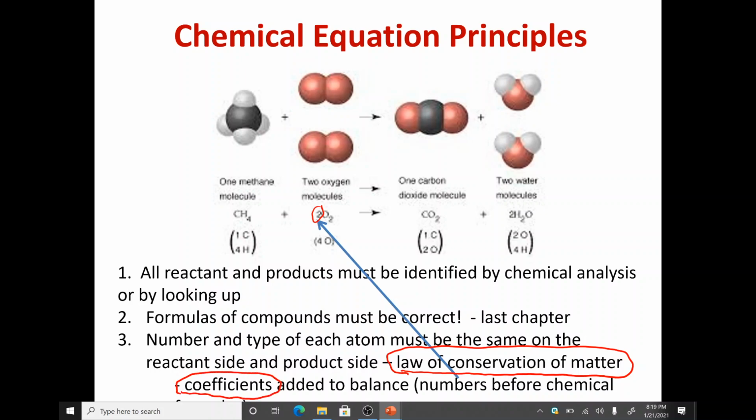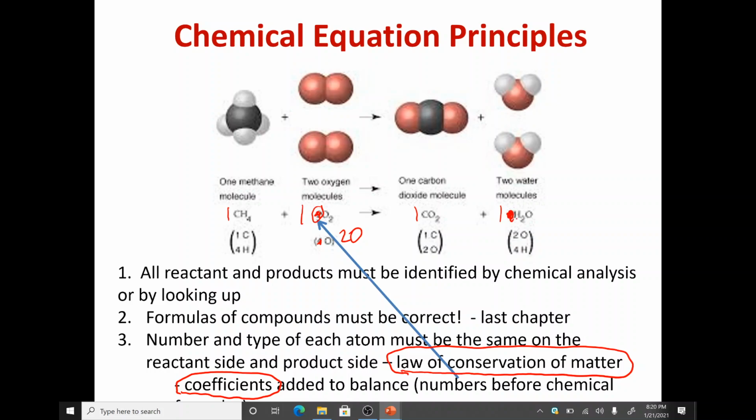You can change those. When you first write it out, you're going to assume everything's a onesie. But if things don't add up, like over here, let's pretend this is a 1, and let's change this to 2 oxygens. We're going to count up our atoms. We have 1 carbon, 2 oxygens, and 4 hydrogens. Let's count on this side. We have 1 carbon, 3 oxygens.